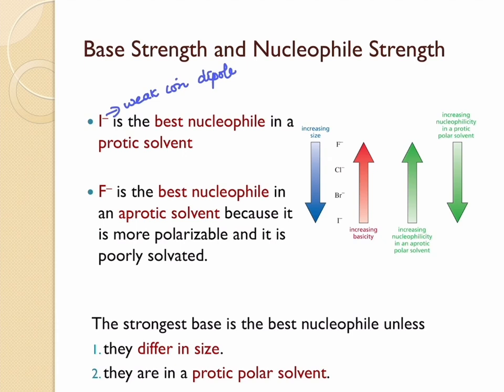But the opposite is going to be true when a polar protic solvent is present. Okay, so where the I minus is now going to be a better nucleophile and the F minus is a poor nucleophile. So on the whole, the strongest base is still going to be the best nucleophile unless they differ in size and unless they are present in a polar protic solvent.